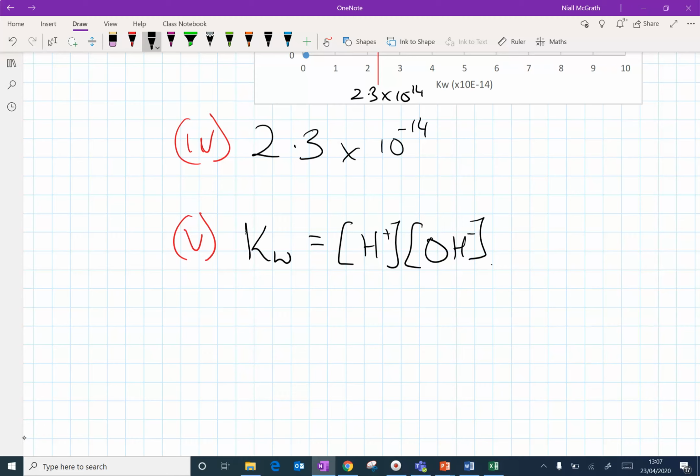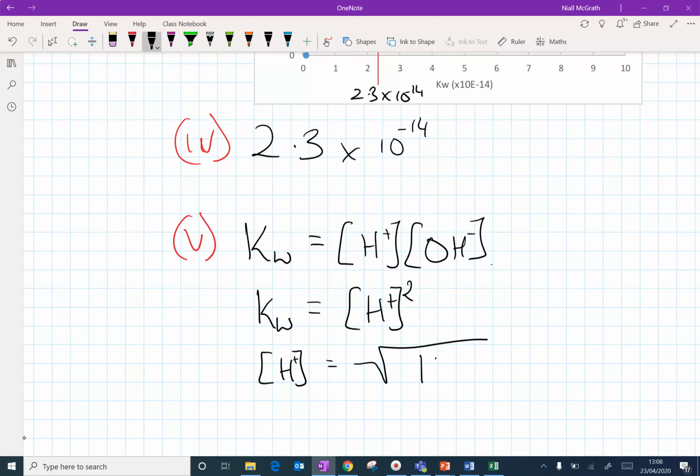Now, in water, the concentration of H plus and of OH minus is basically the same. There's a very, very little difference in the two. So what you can actually say for this part of the question is that if they're both the same, then you could represent Kw as H plus squared. If you're looking for your concentration of H plus by itself, then the answer you're looking for is going to be the square root of Kw. I hope that makes sense.